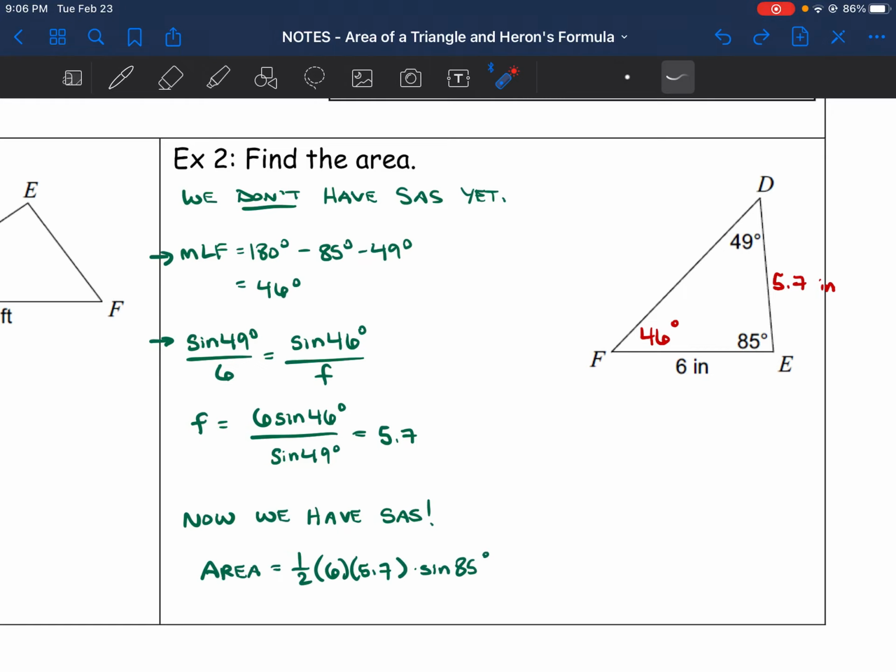So the area of this triangle is going to be 1/2 times those two sides multiplied by the sine of the angle in between them. So notice we're using the information that makes up the side angle side. So we're ignoring the 46 degrees for the area calculation. We're ignoring the 49 degrees. These two are irrelevant to the calculation. We just want the side angle side when we make the area calculation. And then, once you plug that into a calculator, we get that the area is 17 inches squared.